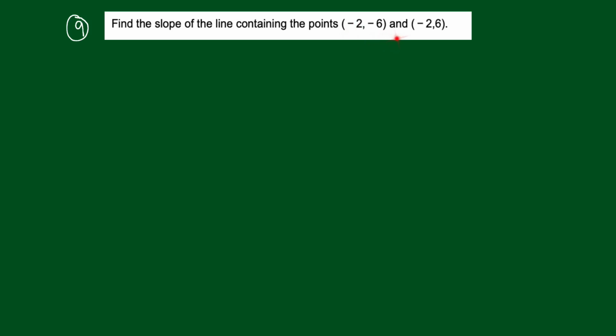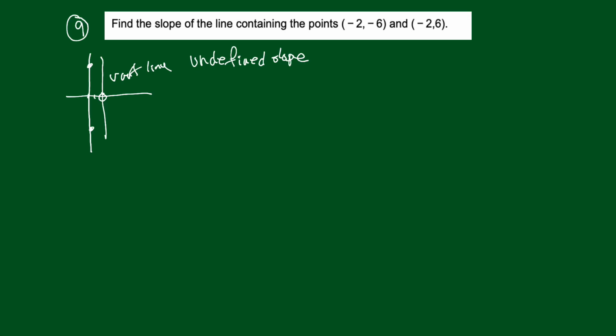These x values are exactly the same. That means I'm going to be on the graph someplace. Say we're on the graph. I'm going to go to the left 2, down 6. Then I'm going to go to the left 2, up 6. Well, my horizontal change is the same in each case. So I'm going to end up with a vertical line. And vertical lines have undefined slope. And as long as I know it's a vertical line, I could just write, I've got undefined slope.